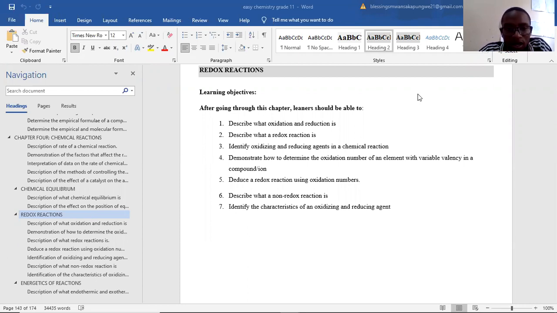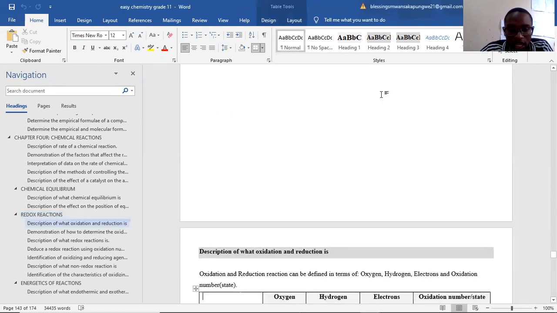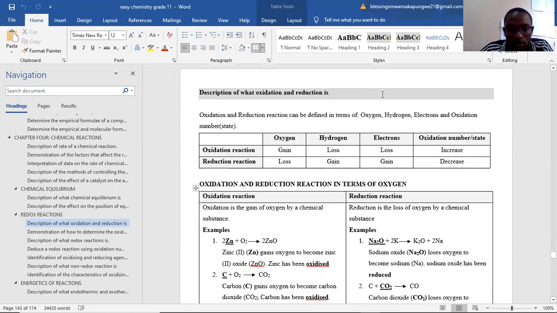So I'm beginning to run a series on redox reactions. What you're looking at now are the learning objectives under this particular topic. For today, we'd like to talk about how we can describe a redox reaction, knowing that redox is just an acronym of oxidation and reduction reactions. So basically for today, we'll focus on defining what a redox reaction is, what oxidation is, and what reduction is.